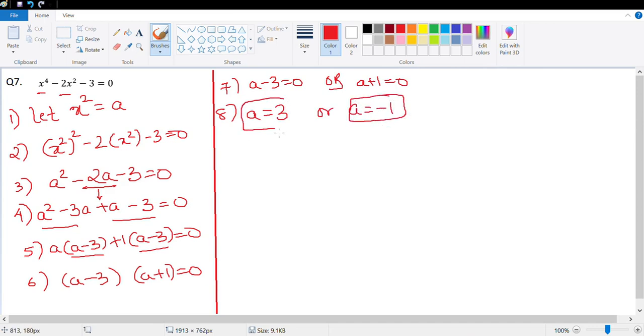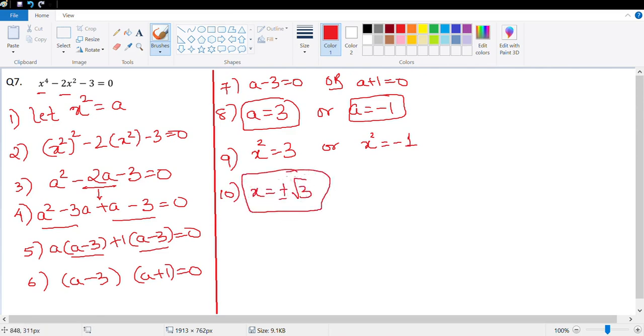But a is a variable that we've introduced on our own. Let's substitute it back to what we took as the assumption, which means x square is equal to 3, or x square is equal to negative 1. Since x square is equal to 3, x is equal to plus minus root 3. That's the answer. And x square equal to negative 1 is not possible, since x would be the root of negative 1. This is an imaginary number. So we will ignore this, and this is not a solution. So the final solution is x is equal to plus minus root 3. Good, let's look at the next question.